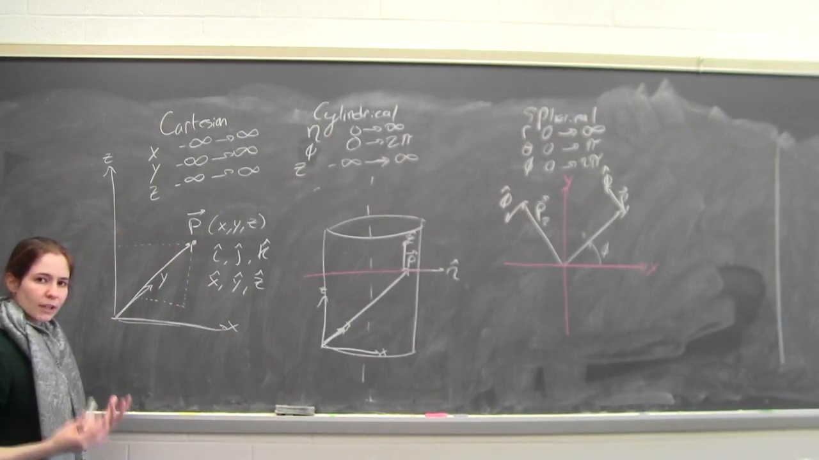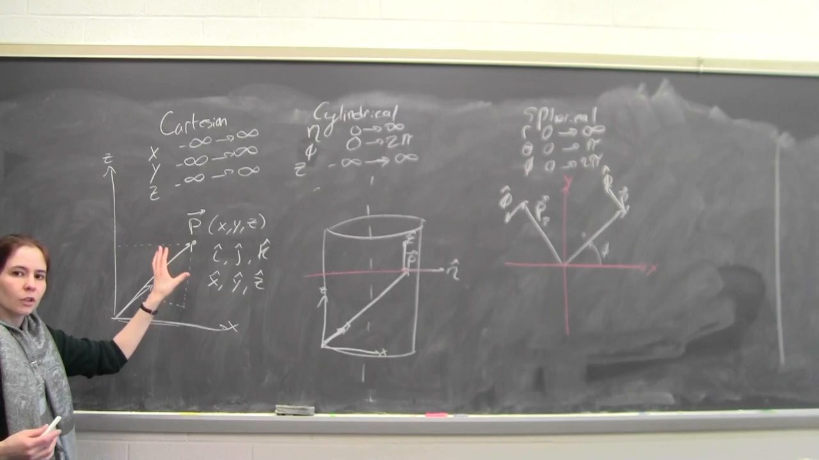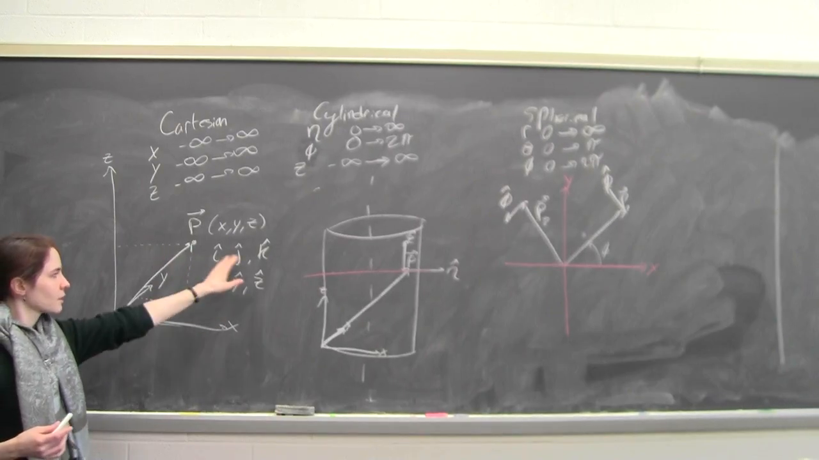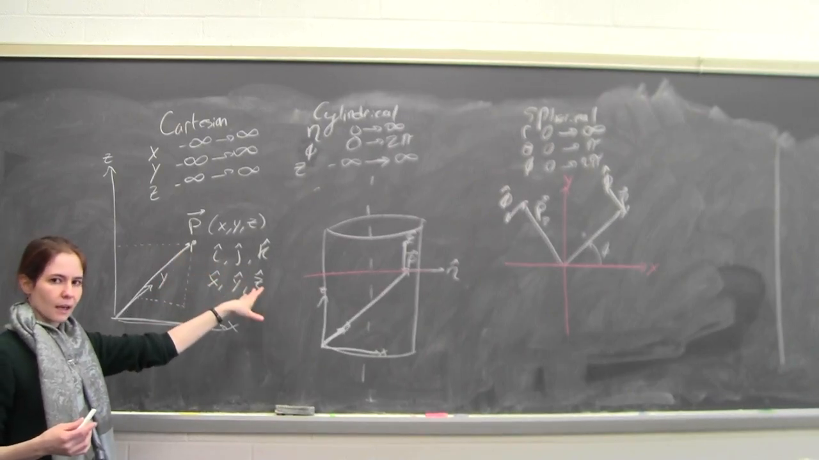So when you want to add vectors together, you have to use Cartesian components, that is i, j, k or x hat, y hat, z hat.